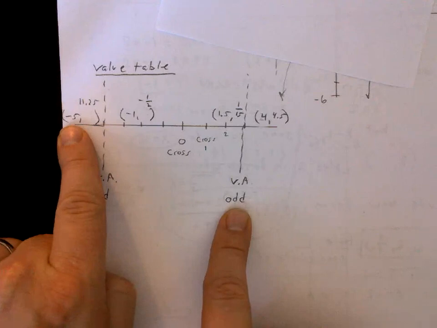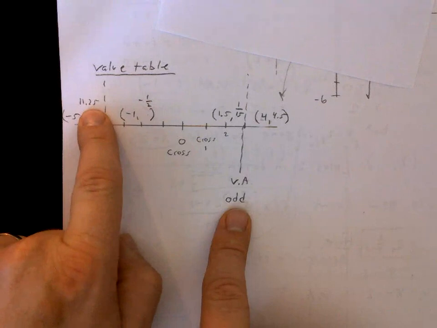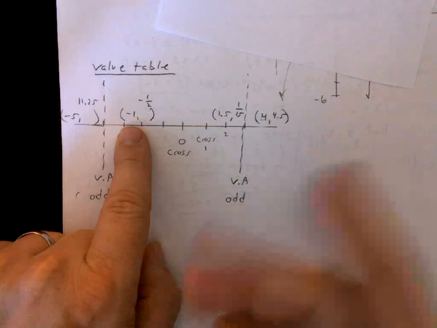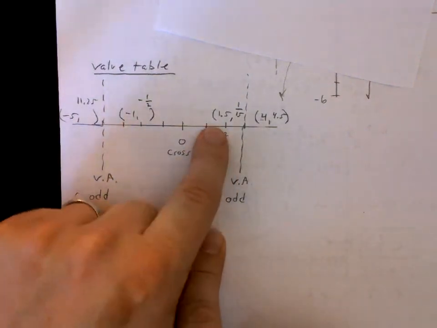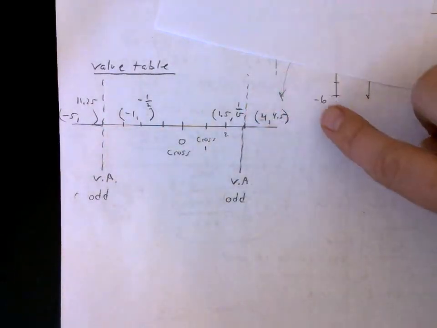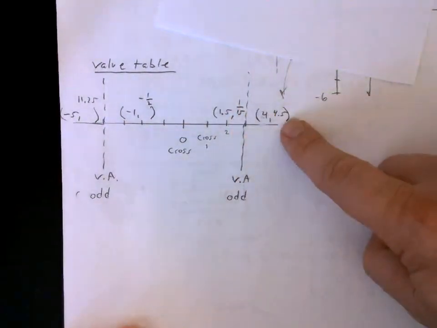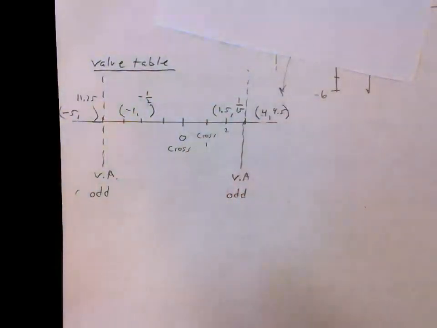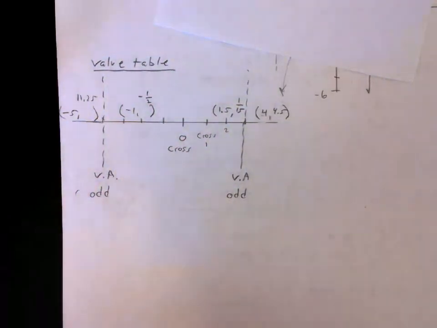If I put -5 back into my original function, my original problem, I get 11.25. If I take -1, because that's not on my function, I will get -0.5 out of it. If I put 1.5, I get 1/15 out of my function. And if I take 4, remember, 3 is your vertical asymptote. If I put a 4, I get 4.5. These additional points tell me some more points on the graph, and that helps me pinpoint what the graph is doing.